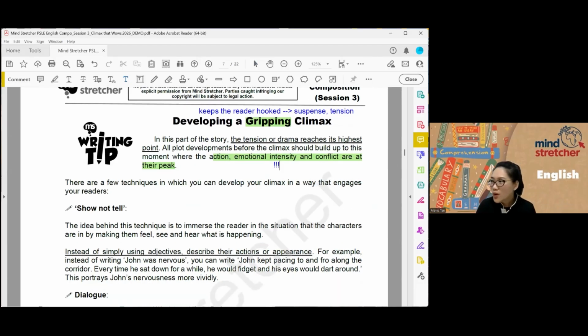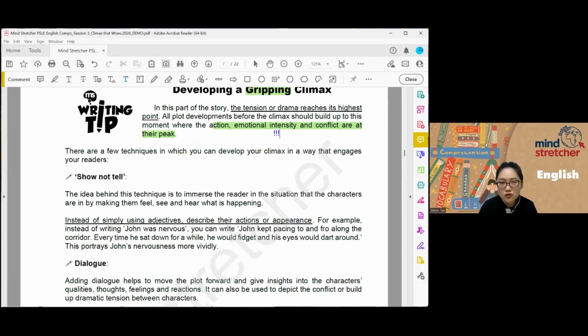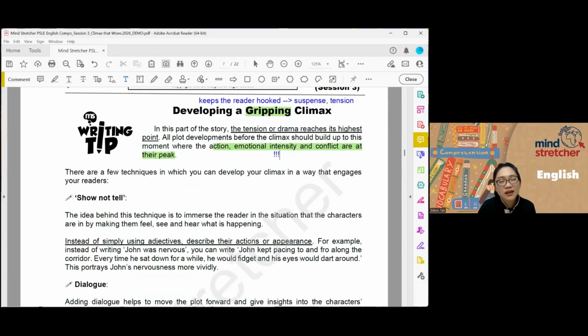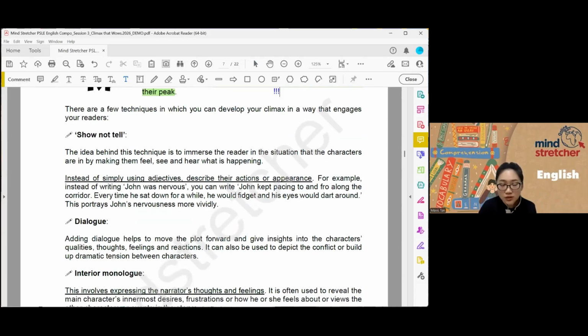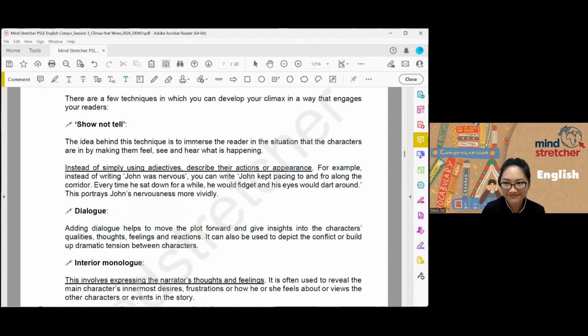So what are some techniques that could help you do this, grip your readers, okay? Show, not tell, and you know this very well, right? You know, but do you use it? That's my question.